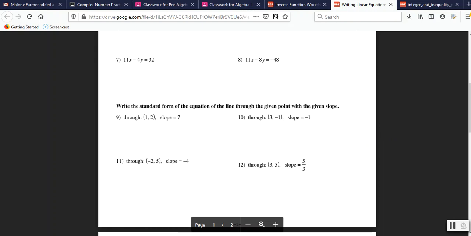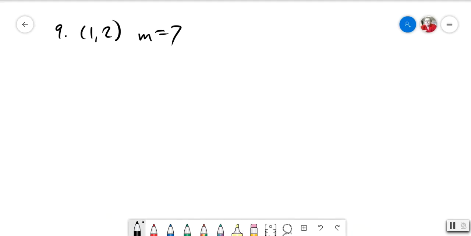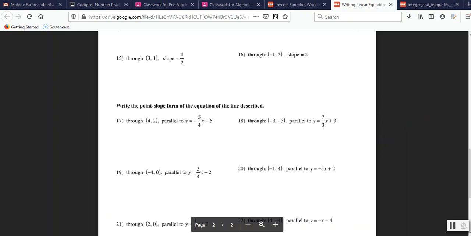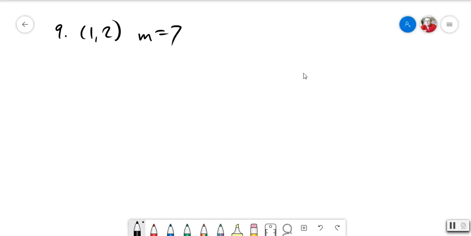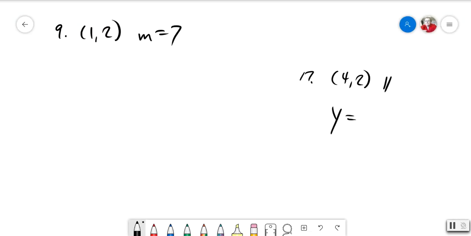And then let's do number 17: 4, 2, parallel to y equals negative 3/4 x minus 5. Remember, fractions are your friends.